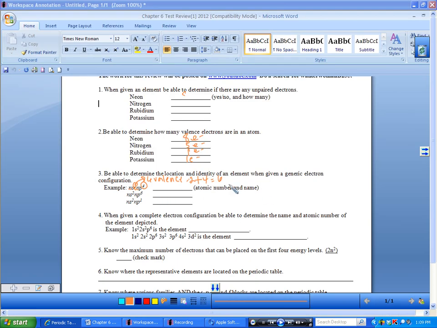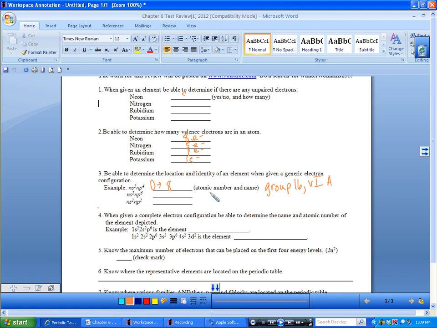So it's this column of elements right here. That's going to be group 16, or some people call it 6A. And it starts with oxygen. So if I ask you, you would tell me it's oxygen and it has atomic number 8, or you could pick one of the other ones.